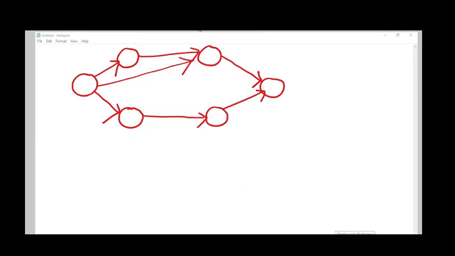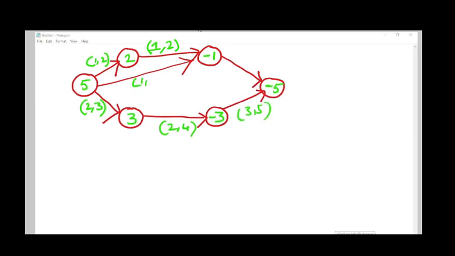So let's assume this is 5, this is 2, this is -1, this is -3, -5, 3, and here the representation of the edges will change a little bit compared to the max flow. From 1 to 2, 3, 2, 4, 3, 5, 1.